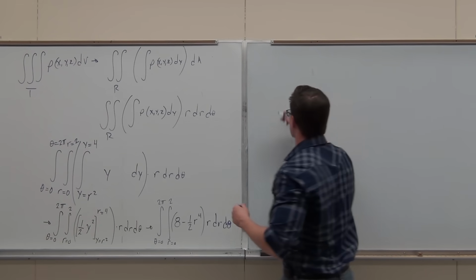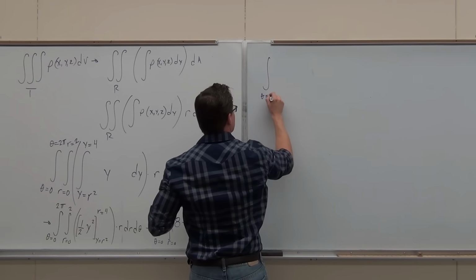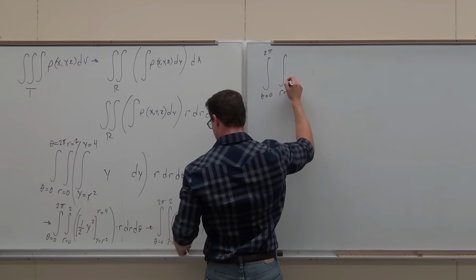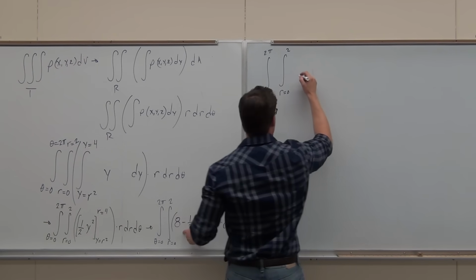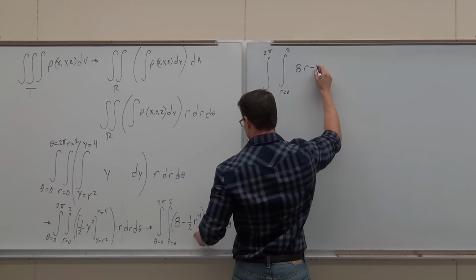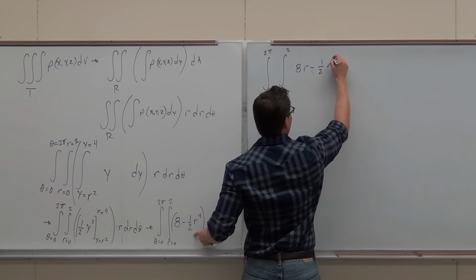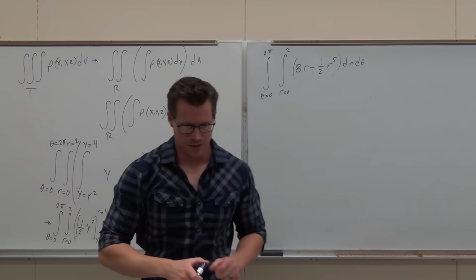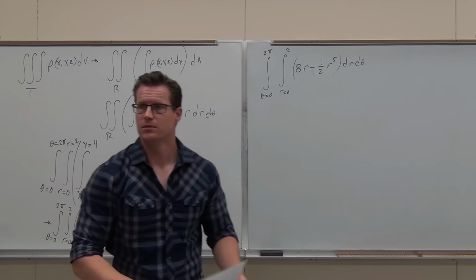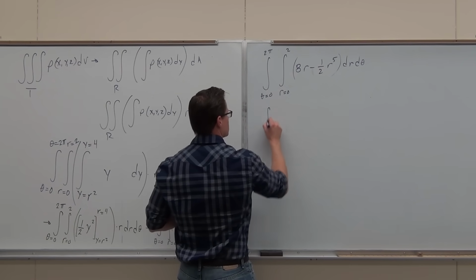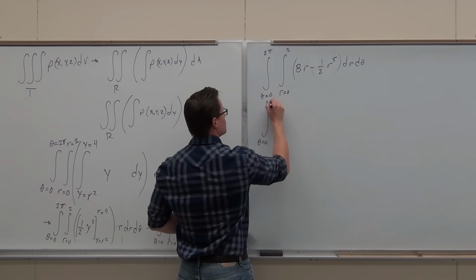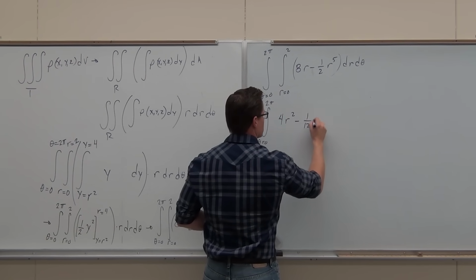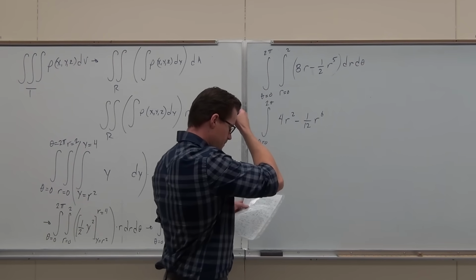Then we crush an integral. And we go, okay, well, this is theta equals 0 to 2 pi, 0 to 2 for our r. I know that's going to be 8r minus 1/2 r to the 5th dr dθ. Still so far so good? Yes, no. Okay. So that is, hopefully, that looks like that.